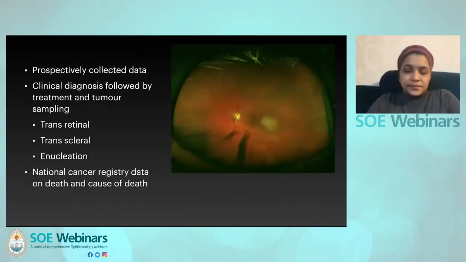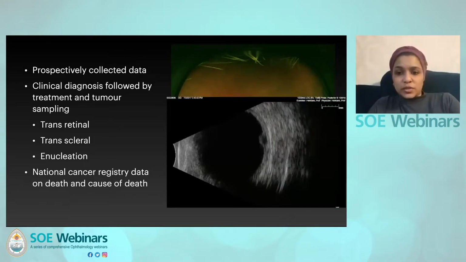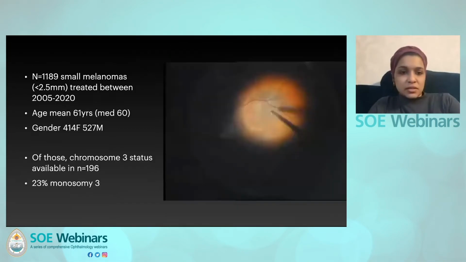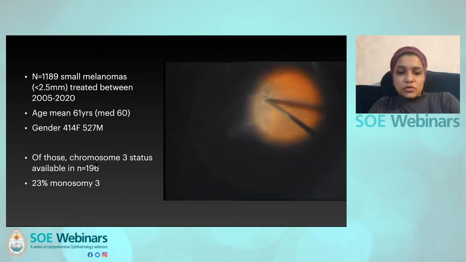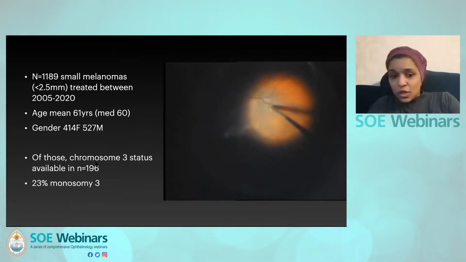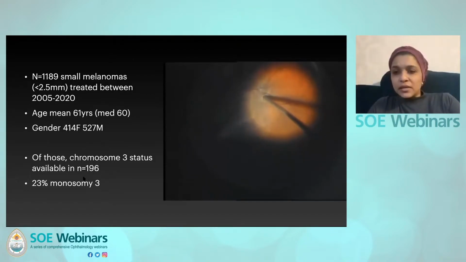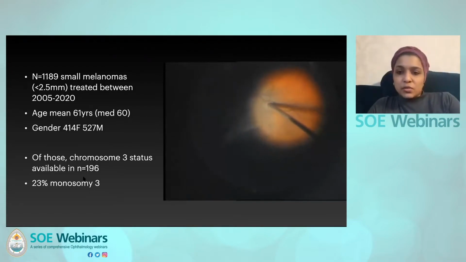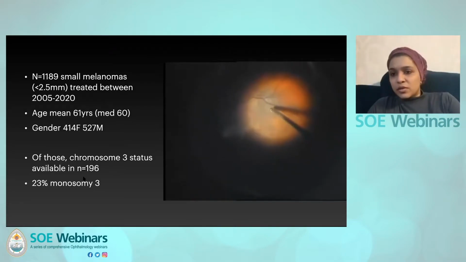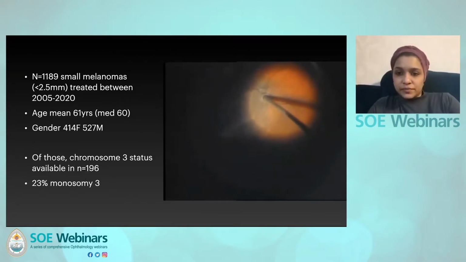We looked at this a few years ago at basically all our small tumours, so these are tumours less than 2.5 millimetres in thickness, of which we treated about 1,200 cases over the last 15 years or so. And of those, about 200 of them not only had a histopathological diagnosis, a cellular diagnosis of melanoma, but also genetic testing. A quarter of them were monosomy 3, which completely goes against the thought process that all these small tumours are benign disomy 3 low risk tumours. Almost a quarter of them are high risk, potentially fatal tumours.